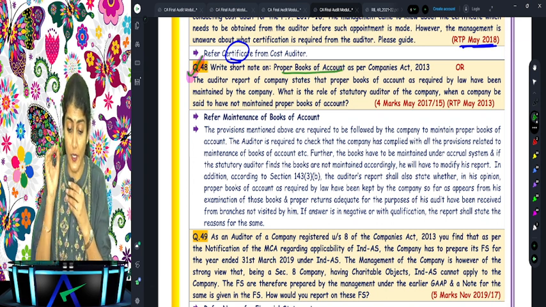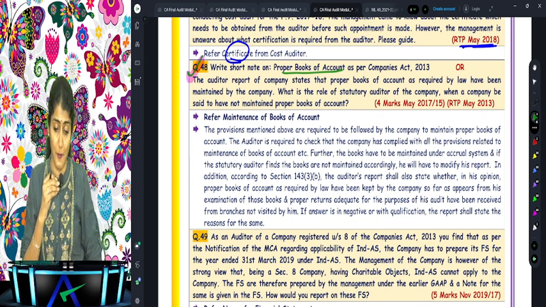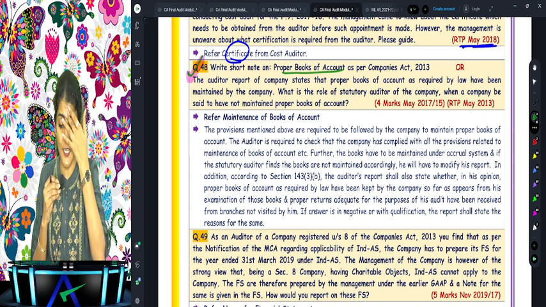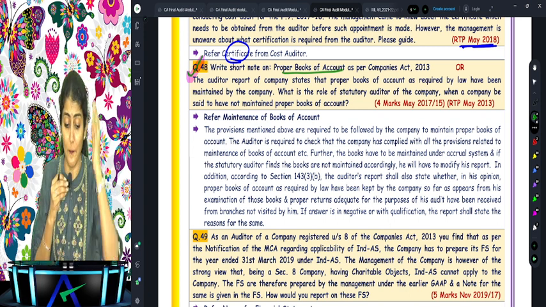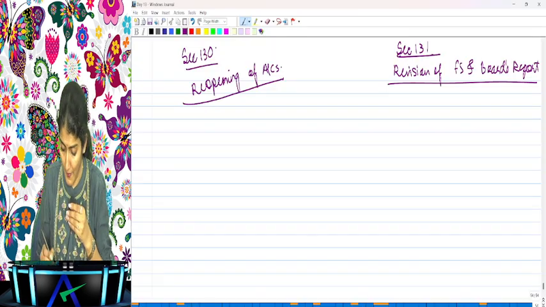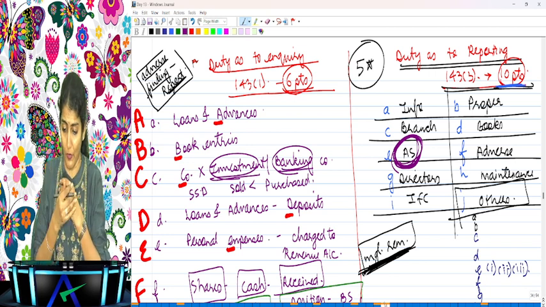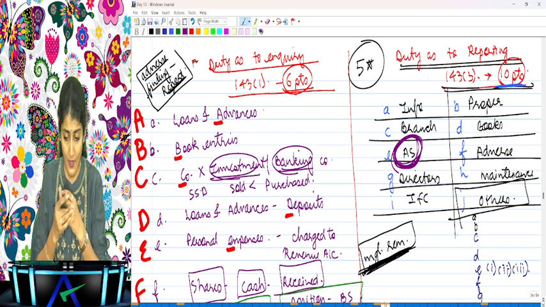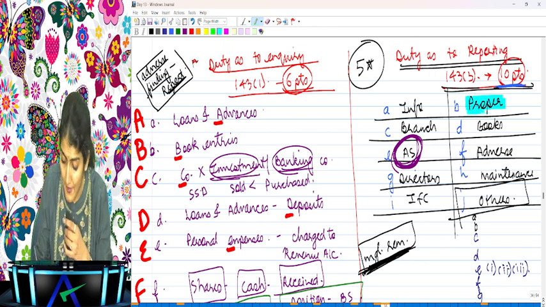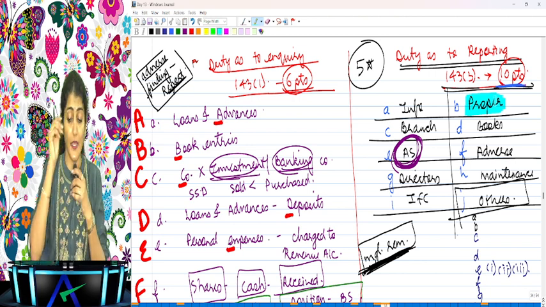The audit report of a company states whether proper books of account as required by law have been maintained by the company. What is the role of the statutory auditor when a company may be said to have not maintained proper books of account? Where is the statutory auditor required to report regarding the proper books of account? Look at this chart over here. Right, duty as to reporting, 143(3)(b), where the proper books of account as required by law, have they been kept by the company?